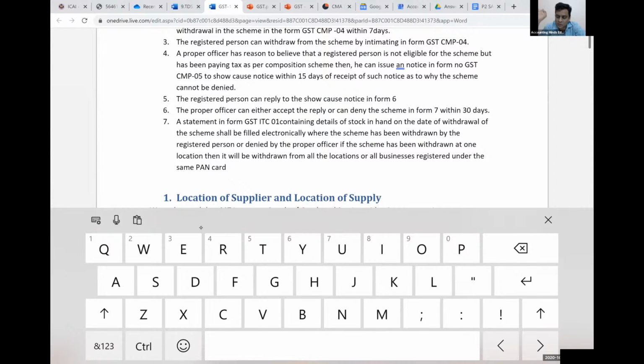No, your explanation is not good. I think we will take action. First of all, your composition levy scheme is denied. We are rejecting it.